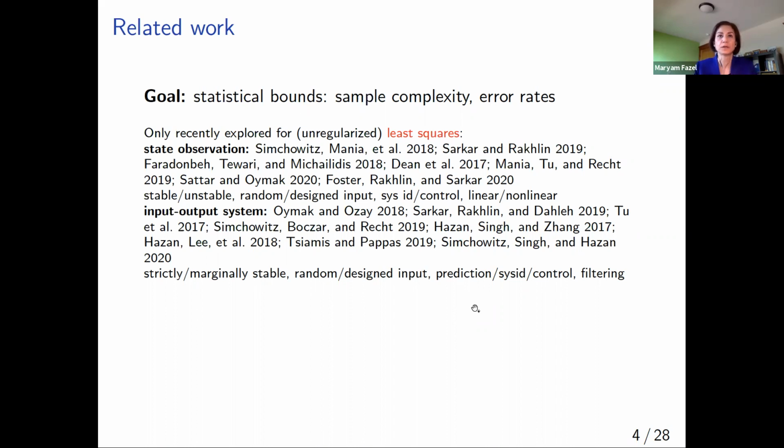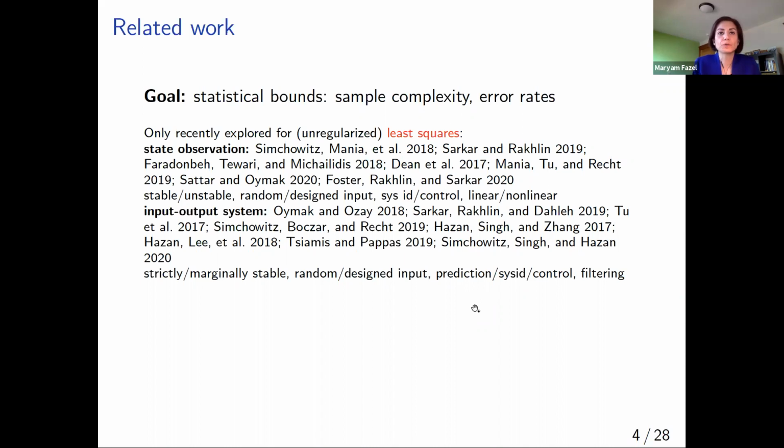So it's not only input output. And that's a slightly different problem. It doesn't involve Hankel matrices, and guarantees are given for least squares fits. And there are different papers focused, for example, on stable versus unstable systems, on the input being random or a designed signal, on whether our end goal is to identify the dynamics, or to actually control the system, or, for example, to predict the output. And there are some extensions to nonlinear dynamics as well.